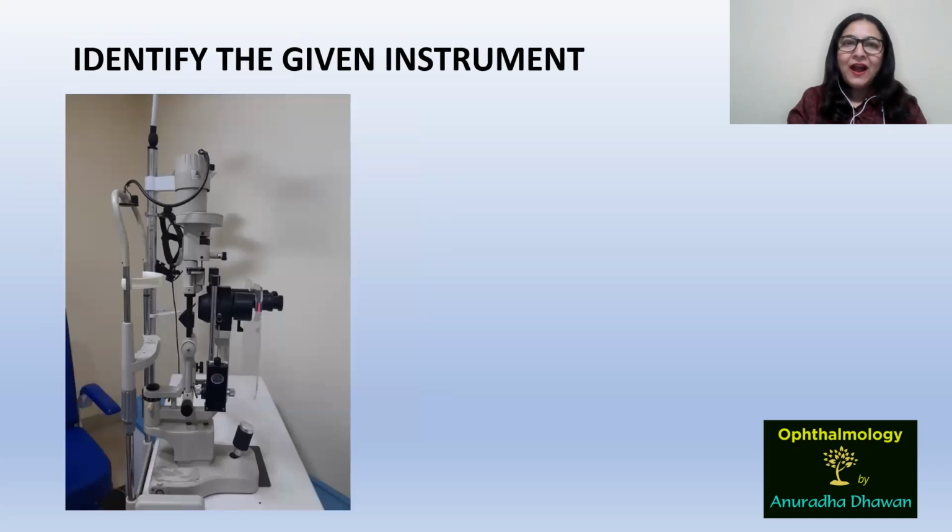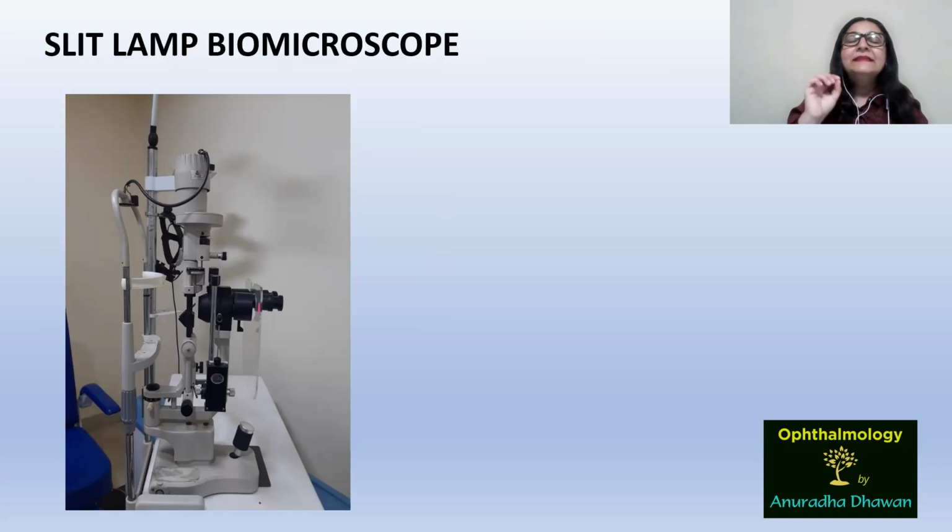Moving on to the next image, identify the given instrument. So as you can see over here, this is an instrument which is shown over here. On one side of the instrument, you can see the eyepieces. On the other side, there is a chin rest. So this is your slit lamp biomicroscope. Slit lamp biomicroscope is an instrument which is used for complete examination of the eye in detail. Okay, so we can examine the different layers of the eye one by one. So this is slit lamp biomicroscope.